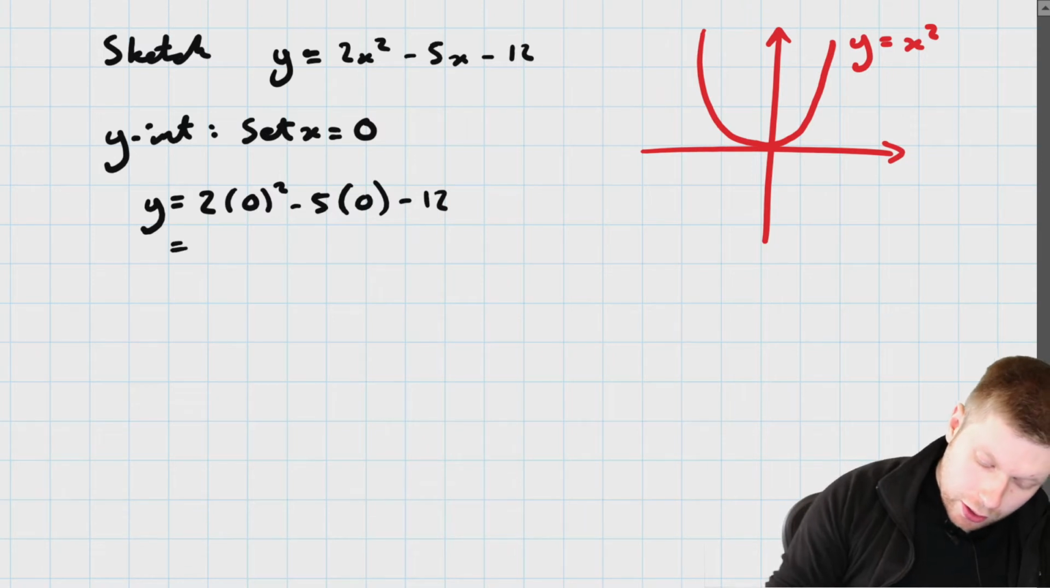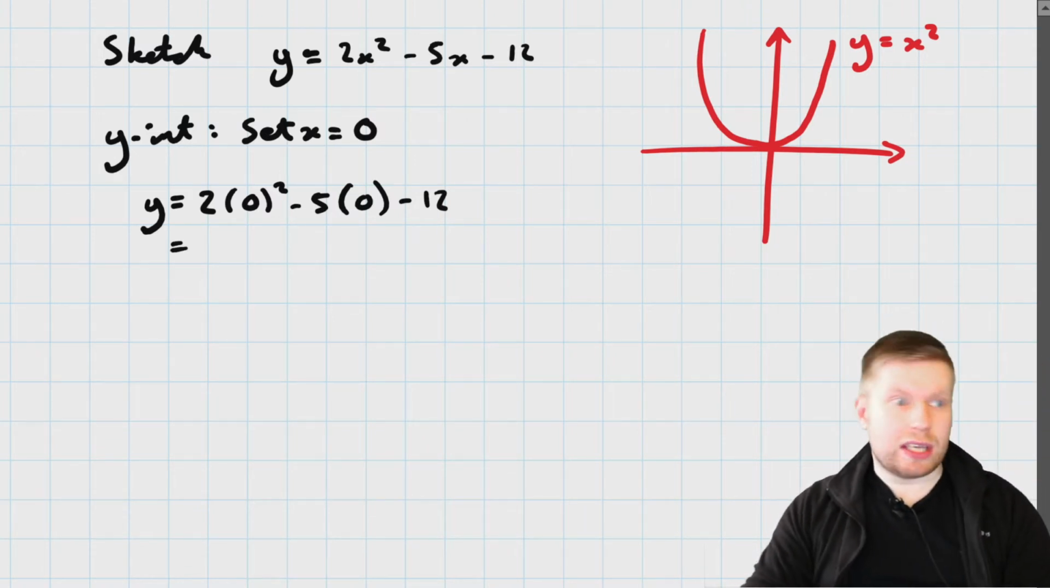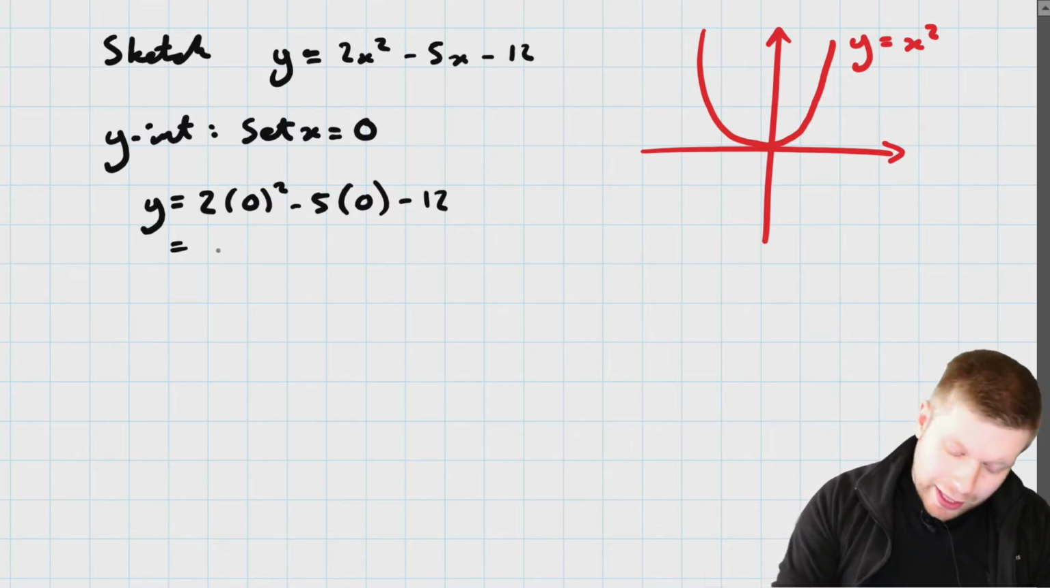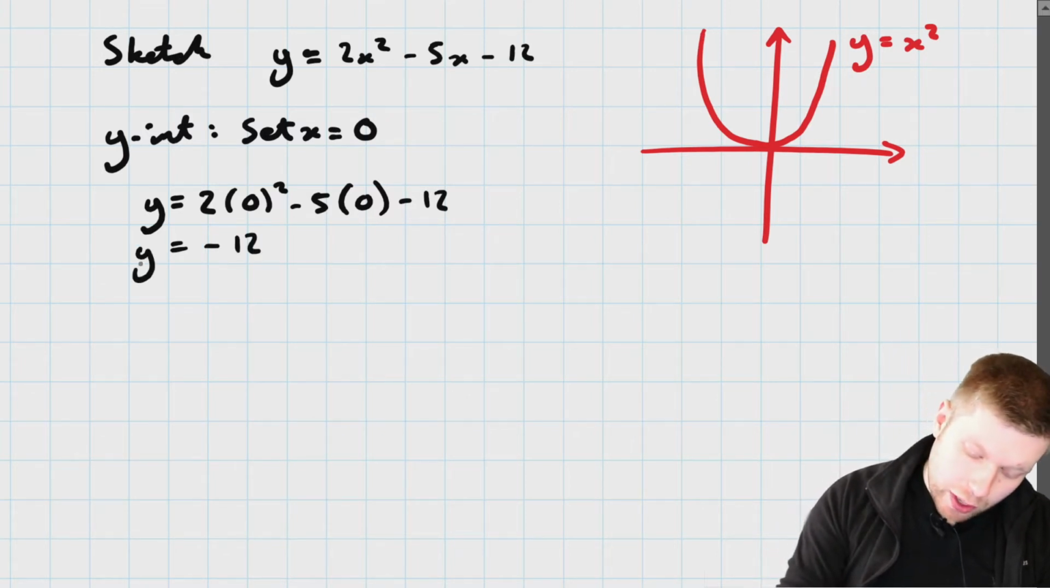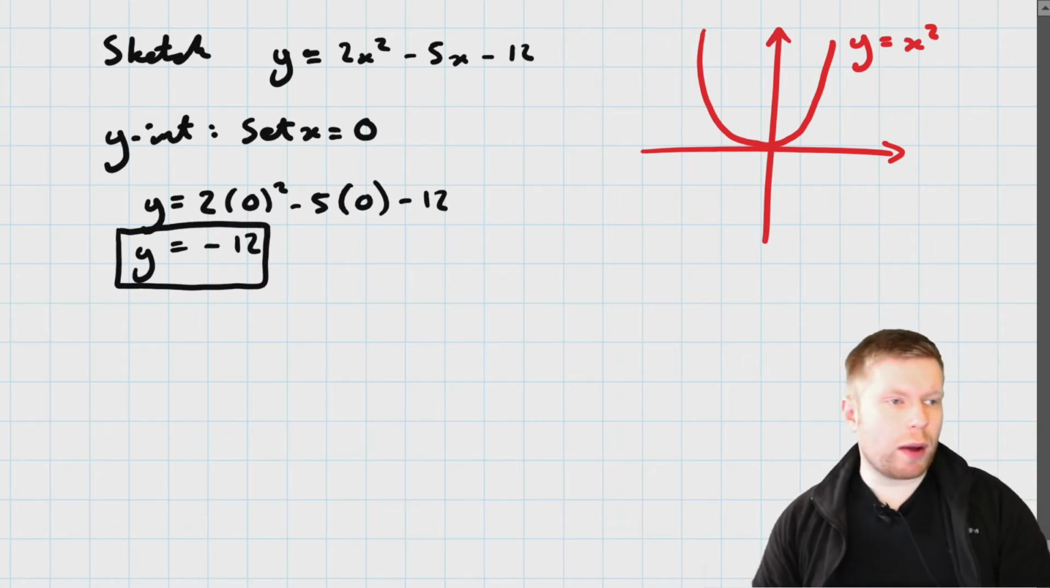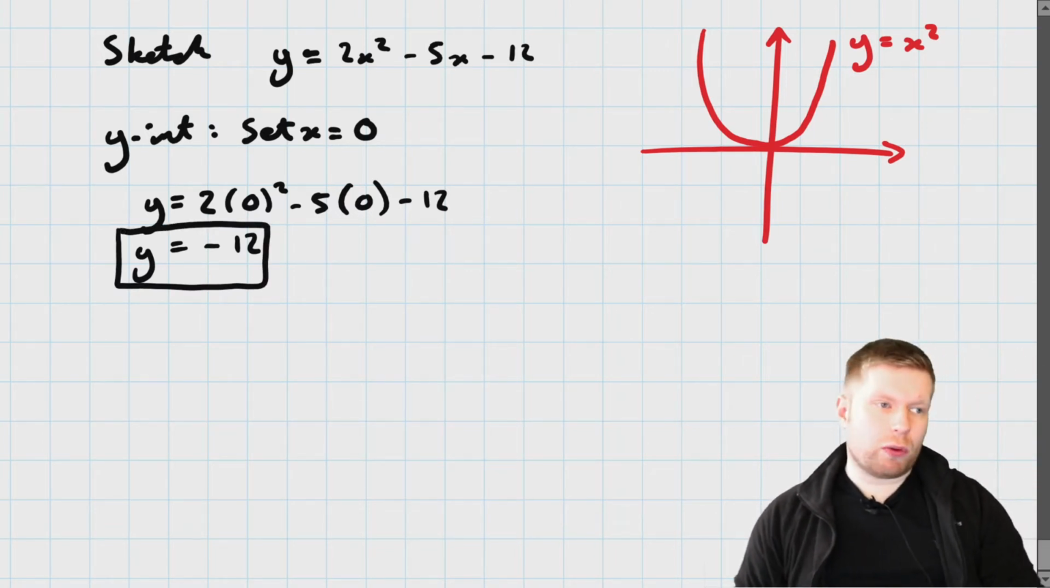So let's have a look. Well, 2 times 0 squared, that's 0. Minus 5 times 0, that's 0. And then take away 12, okay, I get y equals negative 12. So that is going to be my y-intercept. I know it's going to cross the y-axis at negative 12, okay?